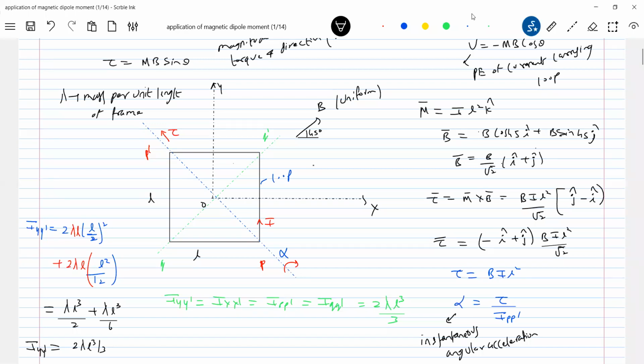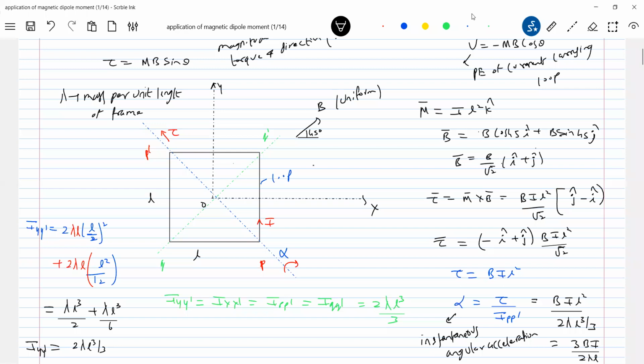So this value is substituted here. This will be B I L square divided by 2 lambda L cube by 3. So 3 B I by 2 lambda L. Okay, this is the instantaneous angular acceleration. This is about the basics of moment of inertia that we know, and we applied it here.